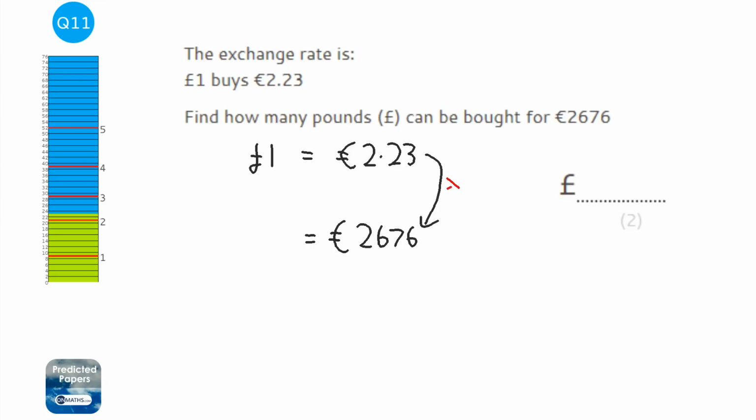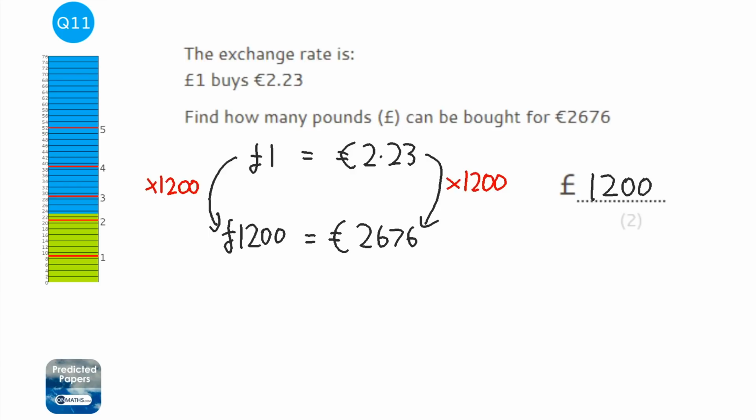So we know we've got to times that by 1,200, which is what the calculator told me when I did 2,676 divided by 2.23. Now I can check that by typing 2.23 times 1,200, and it gives me 2,676. So if that works that side, it has to be able to work this side as well. So I'm going to times this side by 1,200, which is quite obvious. 1 times 1,200 is going to be 1,200, and that's going to be my answer, 1,200.